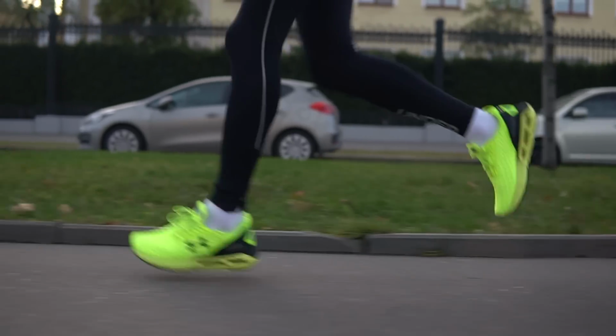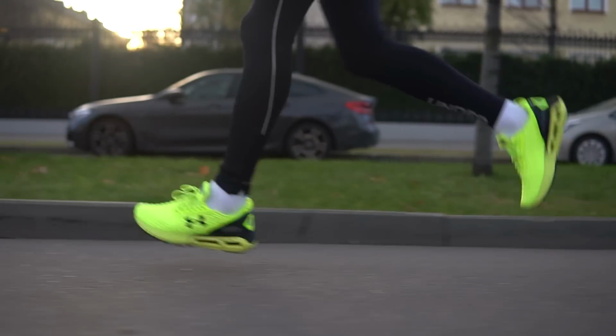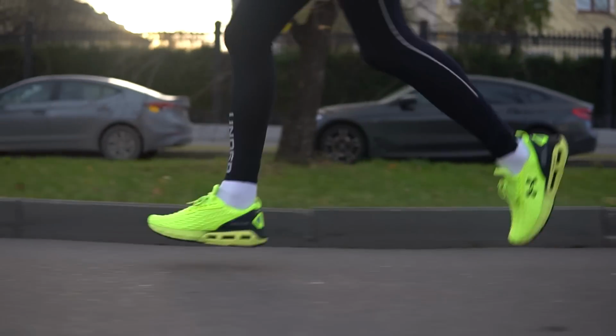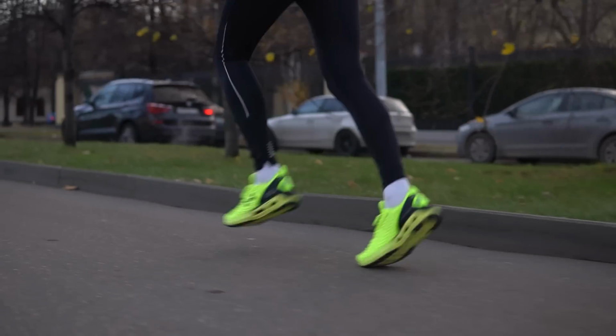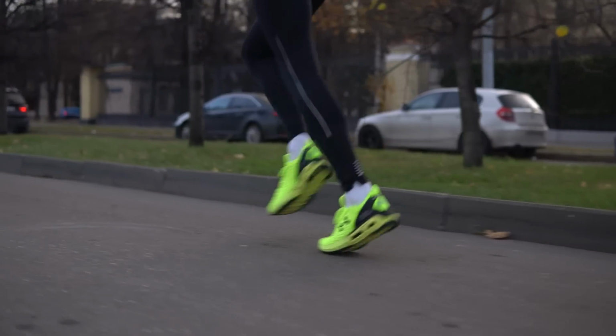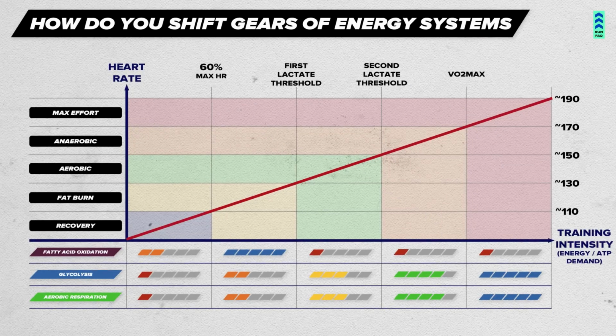The key to improving a particular energy system lies in fine-tuning your training intensity. To answer the question, how do I improve my specific energy system? You need to train at the maximum capacity of that system. This sends a clear signal to your body that it must adapt and grow stronger. For fat metabolism, the optimal intensity is at the first lactate threshold.